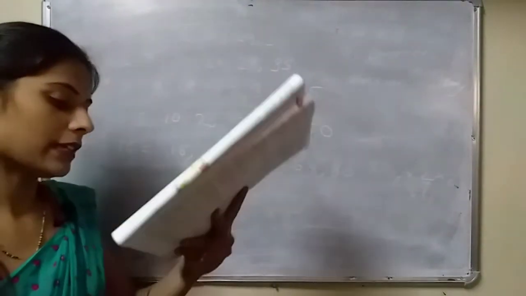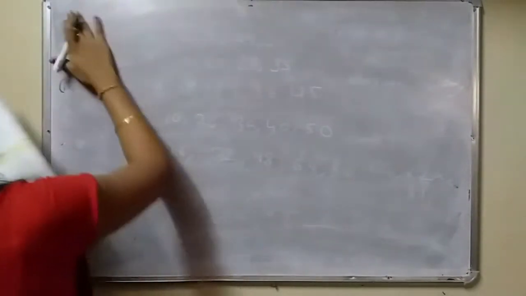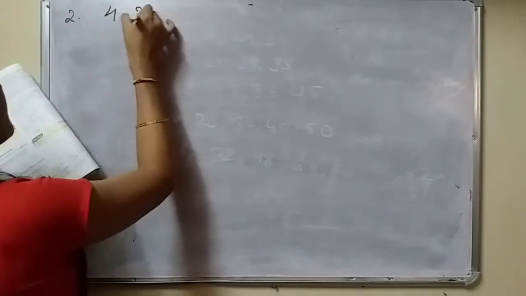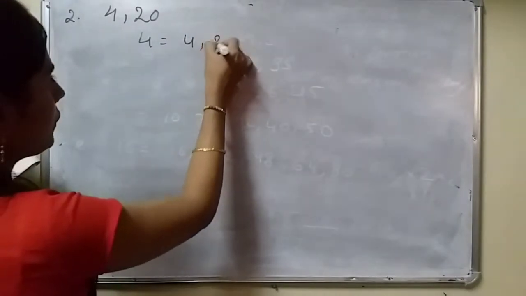Now see question number 2. List the multiples of each pair and find the LCM. See now, 4 and 20. Write the multiples of 4. 4 1s are 4, 4 2s are 8.